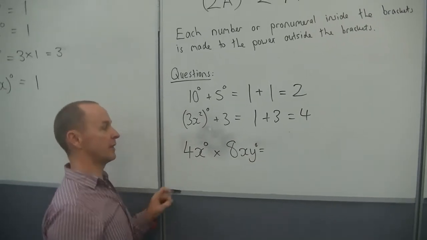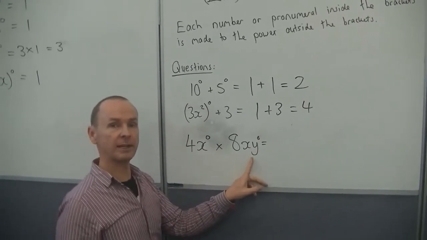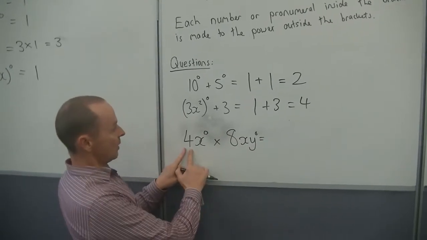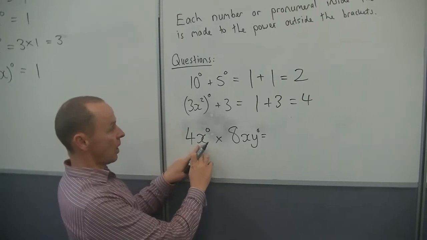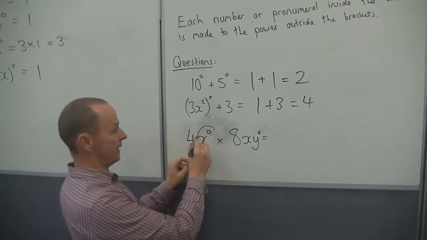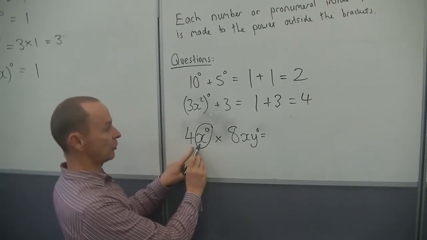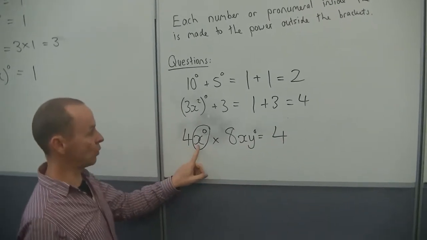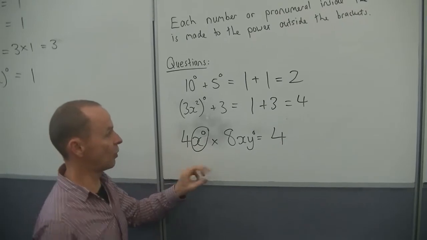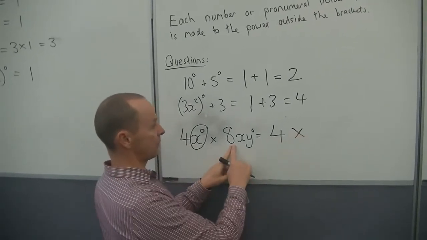Alright, let's do the next one. This one that people generally get confused on. We've got 4 times x to the power of 0. So in this first term, only x to the power of 0, this bit here is equal to 1. So 4 times 1 is 4. Can everyone see how I've got that? 4 times 1 is 4. Excellent. Now let's move on to the next bit.